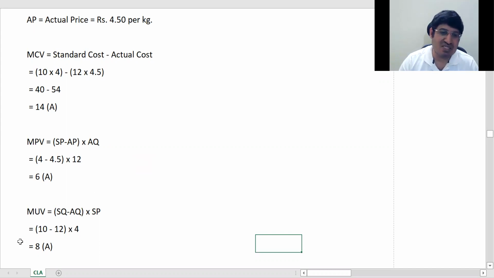Now, what is usage variance? Standard quantity minus actual quantity into standard price. Just remember, for price variance multiply by quantity, and for usage variance multiply by price. So standard quantity minus actual quantity into standard price. For the quantity, just put the values 10, 12, and this standard price is 4, 8.